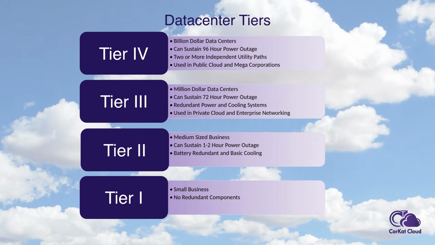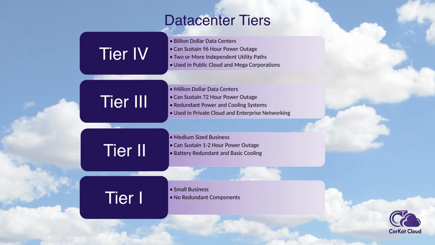They can sustain several days of power outage, and they have two independent utility paths. So this is more than just independent redundant electricity. This is two separate utility companies bringing water, electricity, cooling, gas. Everything is completely redundant. These are used in public cloud and mega corporations like Google and Facebook.